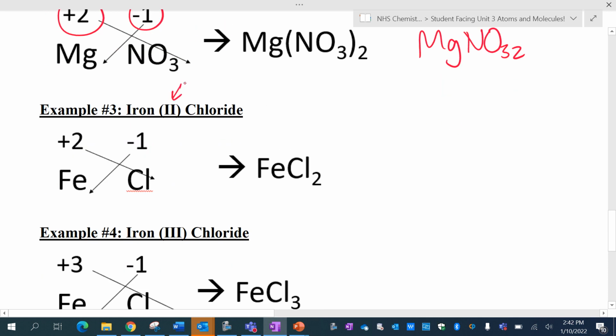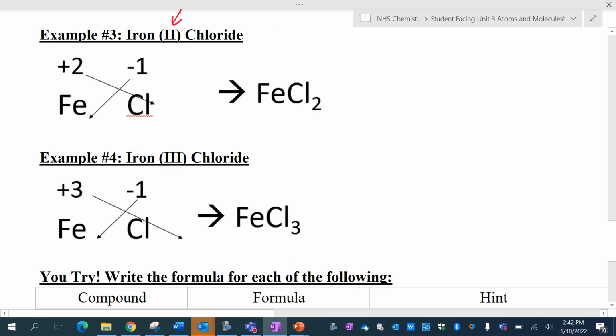Iron Roman numeral 2 chloride, that means a +2 charge. So when you crisscross, you get FeCl2, versus iron 3 chloride, you would get FeCl3.